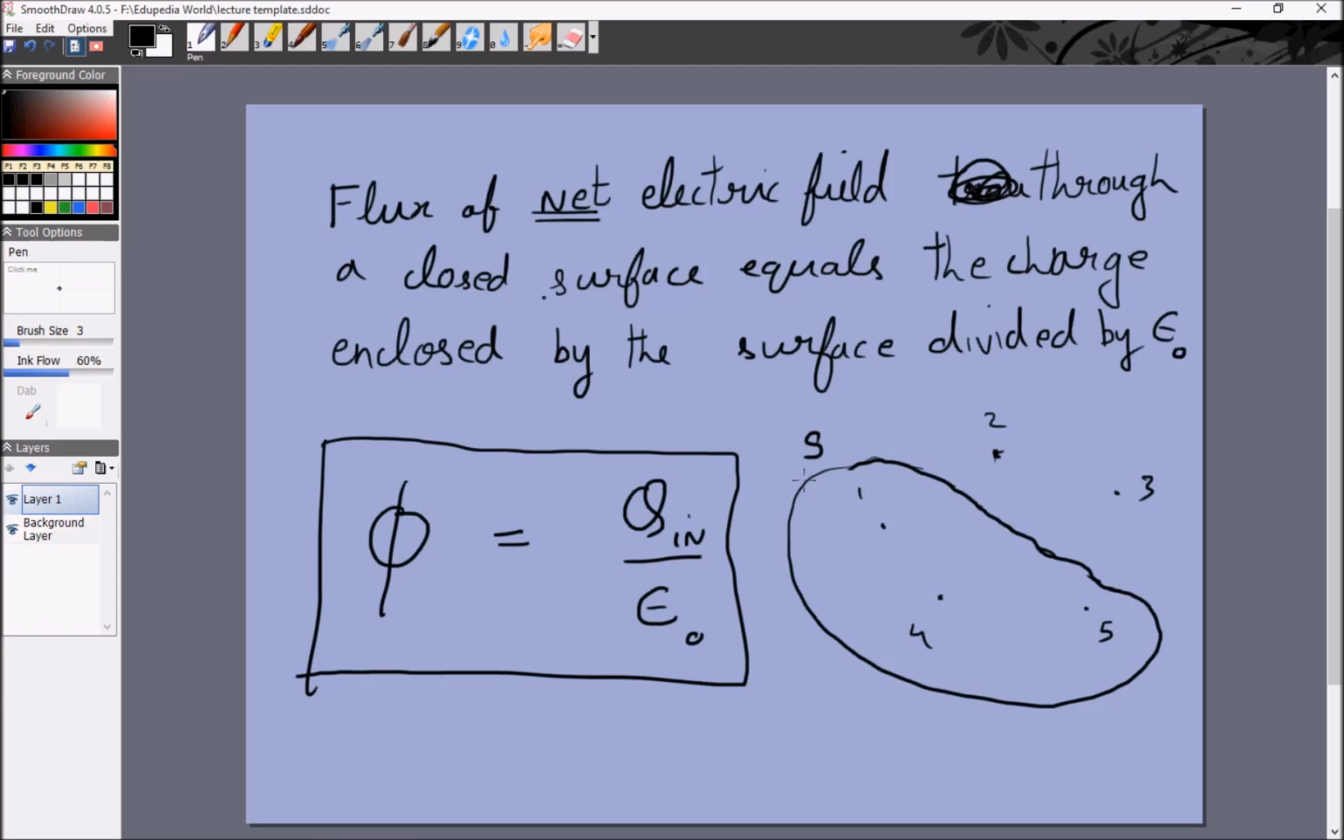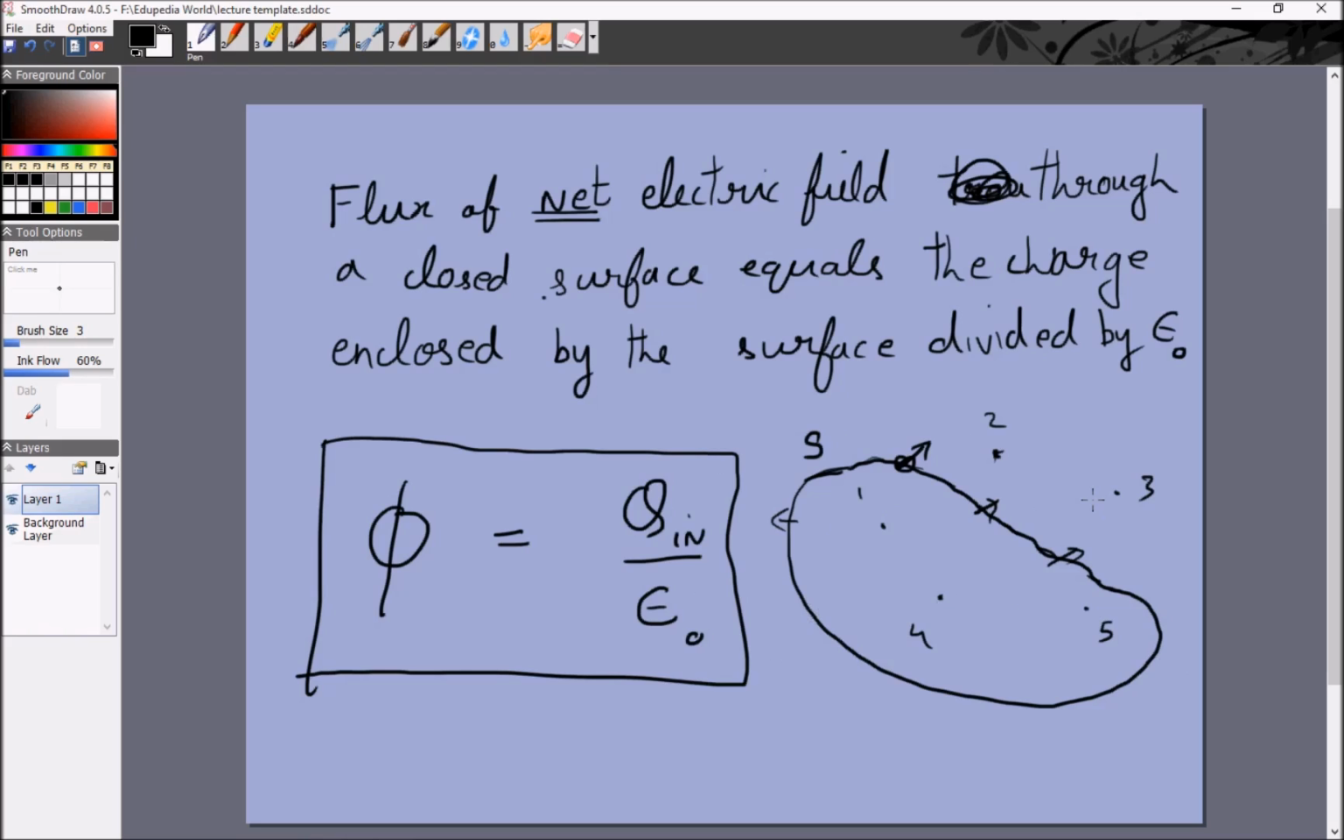That means the flux due to the electric field of 1 plus 2 plus 3 plus 4 plus 5. The net electric field at this point dot ds will be the flux through this small area, flux through this area, flux through this area, flux through this area. You add the total flux of the net electric field, but that will not give you the net charge by epsilon naught. It will give you the charge enclosed by epsilon naught. What is the charge enclosed within this surface? 1 plus 4 plus 5. Right? 2 and 3 are not enclosed.